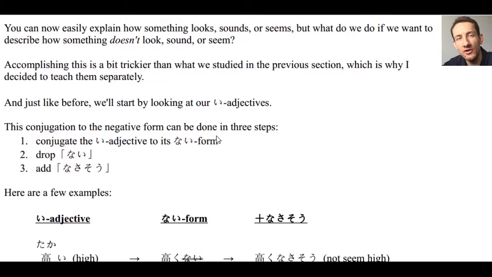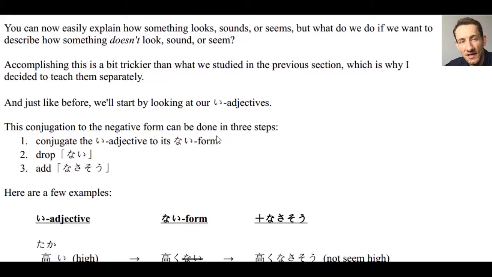In today's video, we are going to look at part two of my little series on describing how things look, sound, and seem. In part one, we looked at how to describe things in a positive way. In this video, in part two, we're going to look at how to describe things that do not look or do not sound or not seem a certain way. So this structure is a little bit more difficult than what we saw before, but nothing that we can't handle.